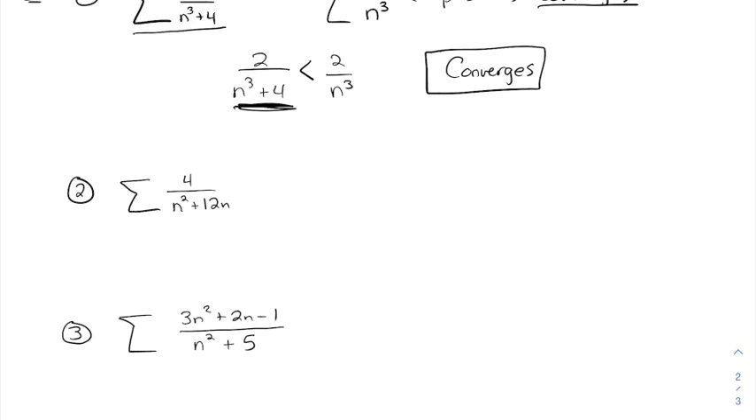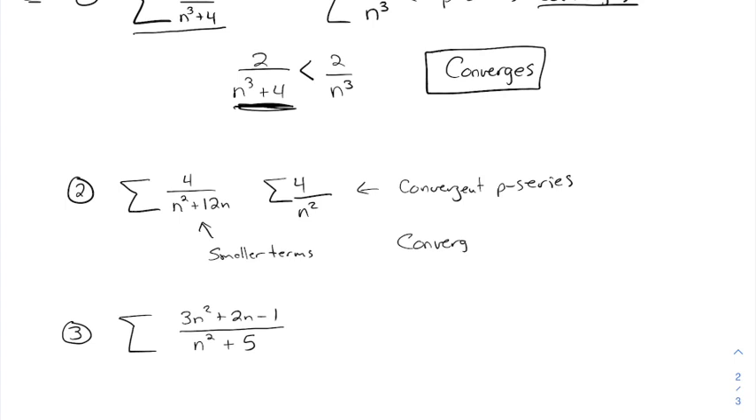All right, example 2. We would compare this to 4 over n squared plus 12n. This is not a very creative example because it's very much like the previous one. This is also a convergent p-series. This has smaller terms because it has a bigger denominator. So therefore, the original series here also converges.